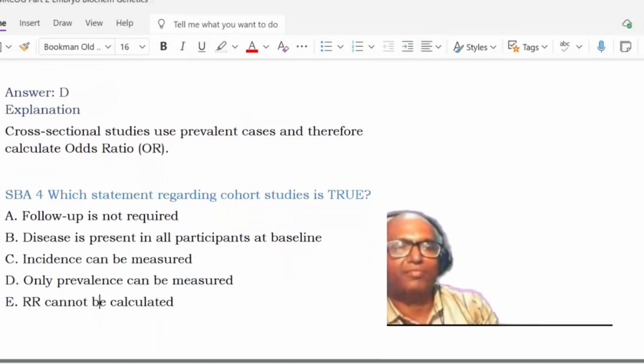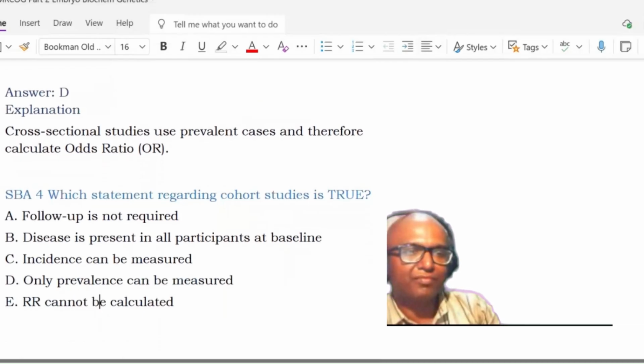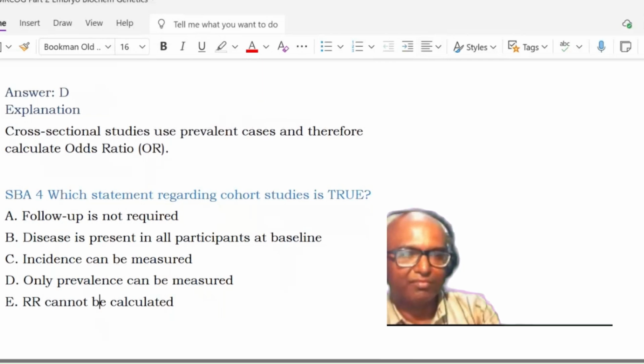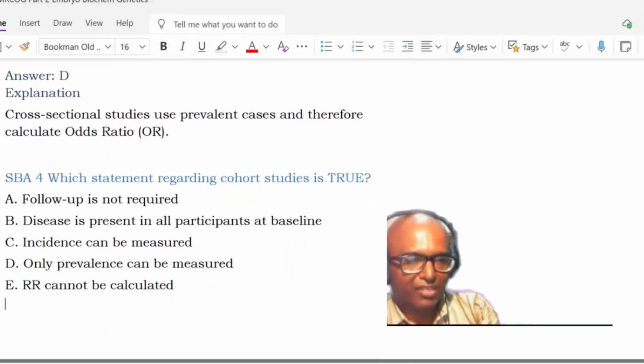Next. Question number 4: which statement regarding a cohort study is true? A, follow-up is not required. B, disease is present in all participants at the baseline. C, incidence can be measured. D, only prevalence can be measured, and E, RR cannot be calculated. So the true statement is that incidence can be measured. So answer C.